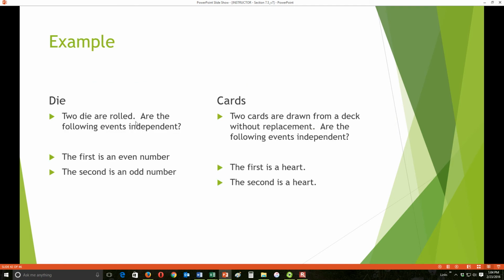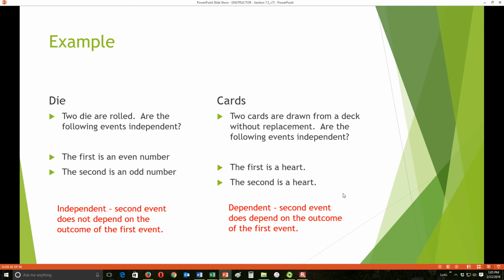Two dice are rolled. Are the following events independent? The first is an even number, the second is an odd number. These are independent since the second event does not depend on the first event. The outcome of my second die has nothing to do with the outcome of my first die. However, if I'm drawing cards without replacement, are the following events independent? The first card is a heart, the second card is a heart. Well, we already know that the first card being a heart affects the probability of the second card being a heart. Same as if the first card was a diamond, it would affect the probability of the second card being a heart. This is a dependent event since the second event depends on the first event.